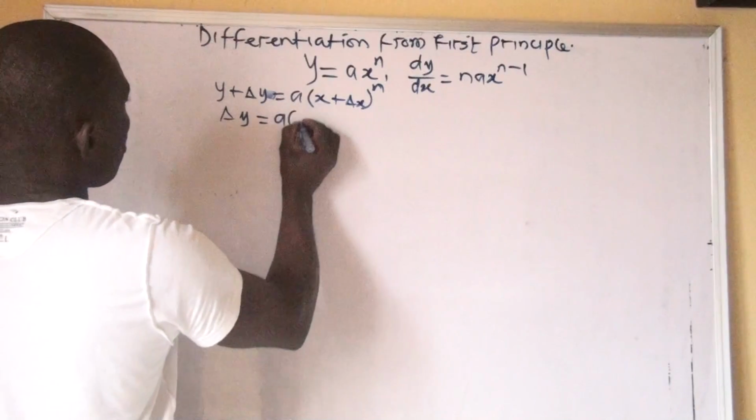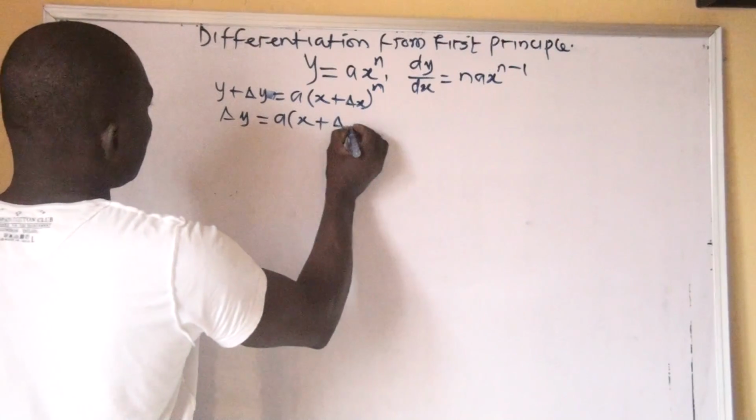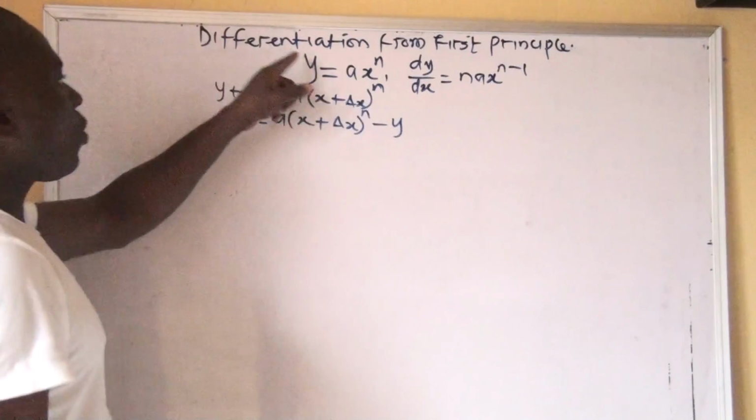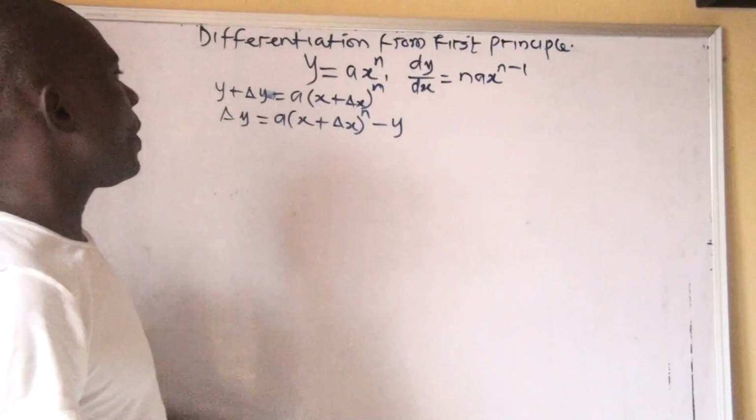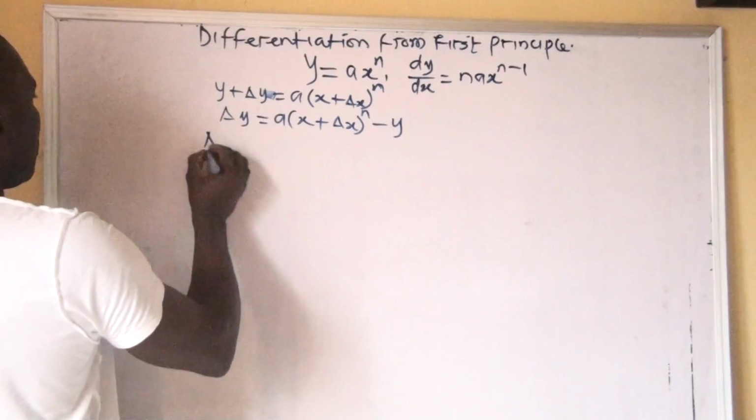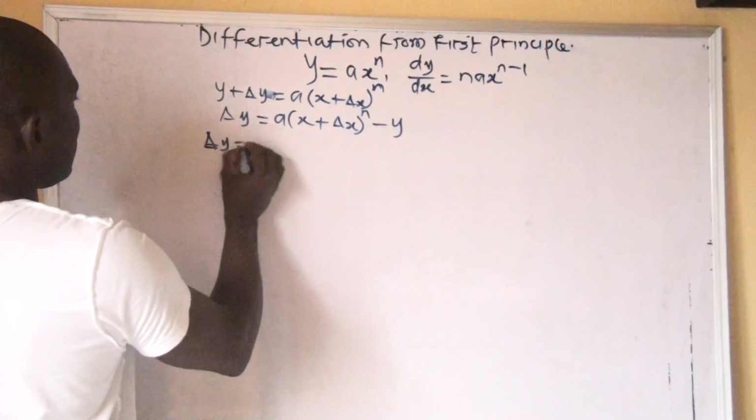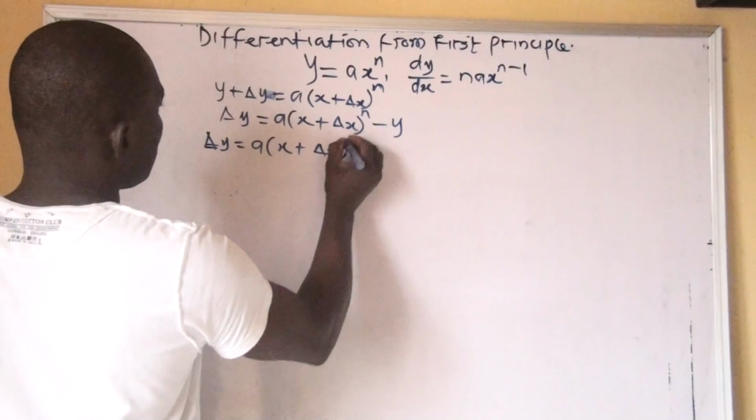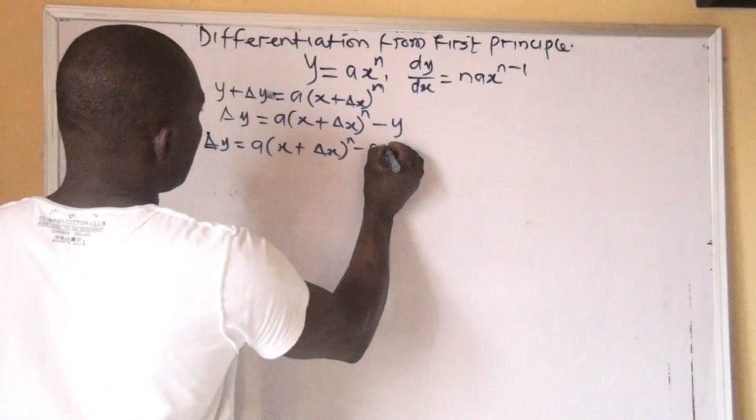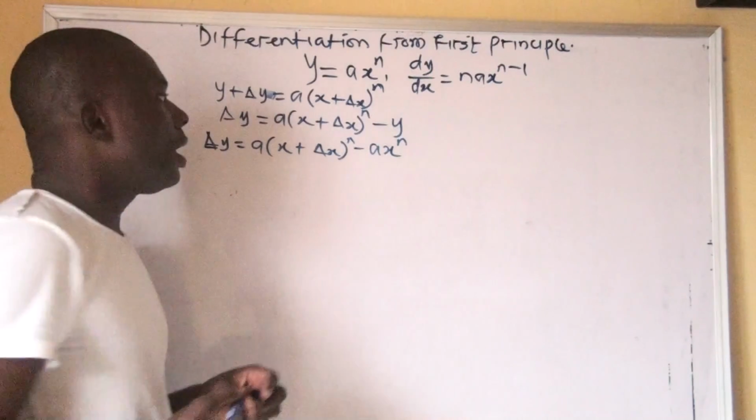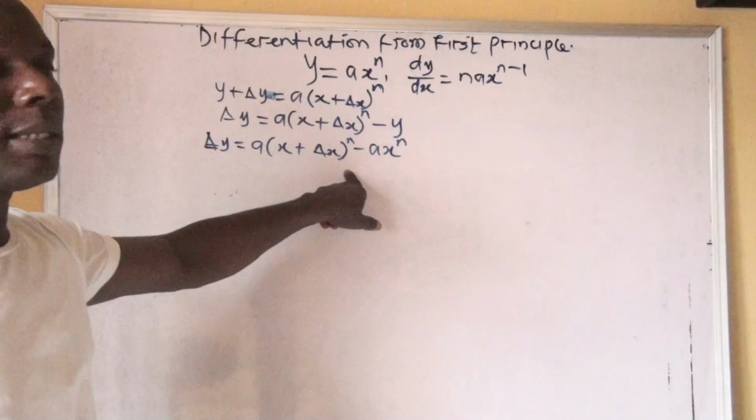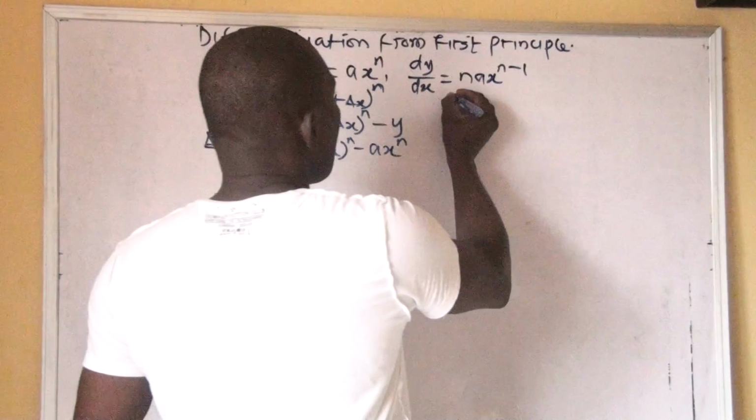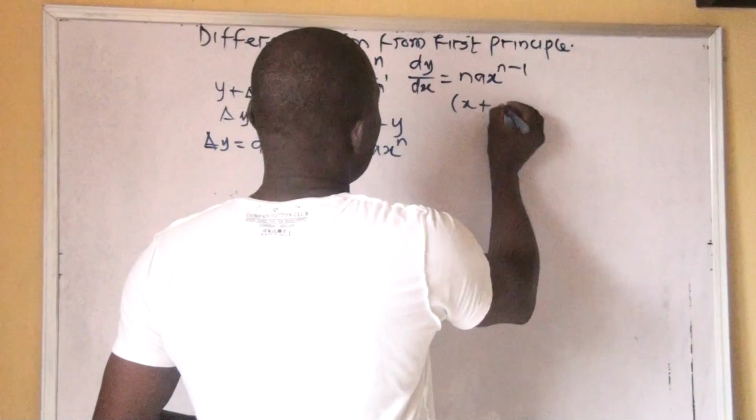This becomes a open bracket x plus delta x all raised to power n minus y. We know that y is a x raised to power n, so delta y on the left hand side is equal to a open bracket x plus delta x raised to power n minus a x raised to power n. Now our interest is how to expand x plus delta x all raised to power n. This is a very crucial aspect of what we need to do here.